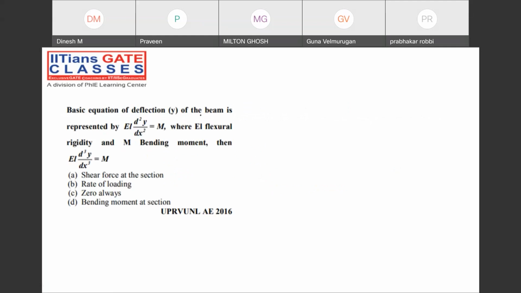The basic equation of deflection for any beam is represented by something like this formula. This particular formula we have already seen, where EI is nothing but flexural rigidity and M is nothing but the bending moment. Then what is EI d cube y divided by dx cube? What we call EI into d square y by dx square is equal to bending moment. Again, if I differentiate, I will be getting what? Shear force. Very good. A option will be correct.